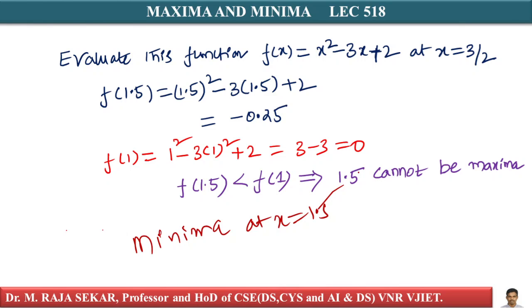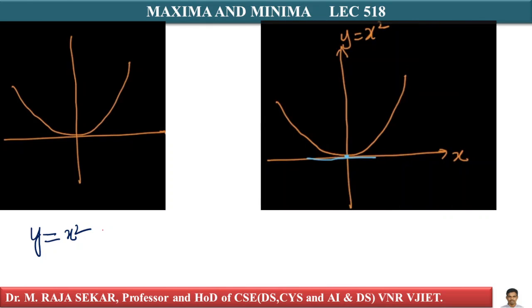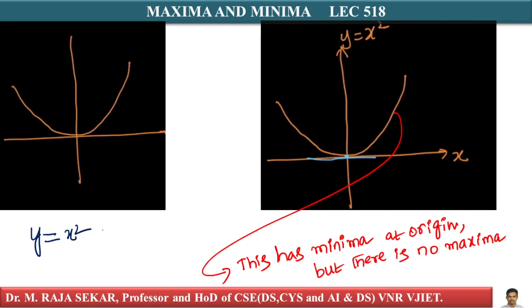So that is one of the simplest ways to determine whether it is maxima or minima. Next important thing is there will be some functions which do not have maxima. For example, take a function, let y equal to x square. This has minima at the origin, but there is no maxima, because as x increases, y is continuously increasing.